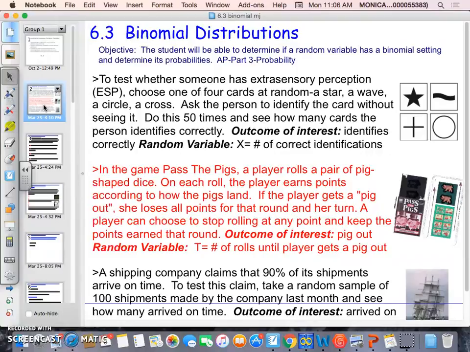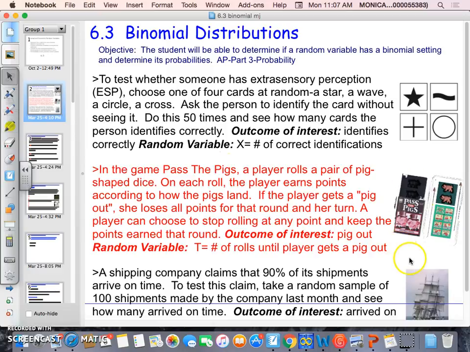Basically they're used to test, for example, whether someone has extrasensory perception, ESP. You would choose, say, one of these 4 cards and identify the card without seeing it. You would do it 50 times to see how many times the person identifies it correctly. So your outcome of interest is to identify correctly. This is where it gets into binomial. It's either going to be correct or wrong, success or failure. So there's going to be 2 options, right? And so the random variable would be the number of correct identifications.